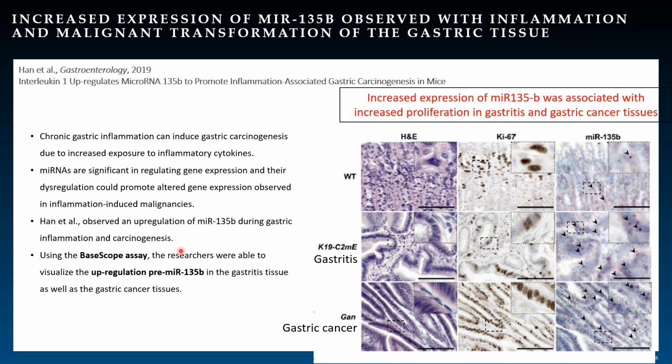So in this particular example, they were studying the role of microRNA 135B in malignant transformation of gastric tissue. They used our BaseScope assay to design a probe against the premature form of the microRNA and study its expression in either wild type tissue, gastritic tissue, or gastric cancer in this mouse model. They were able to show that in the wild type tissue, there is very low to no expression of MIR135B, but in gastritis and in gastric cancer tissue, you see high expression of 135B, in turn suggesting that this microRNA might have some role in malignant transformation of gastric tissue.